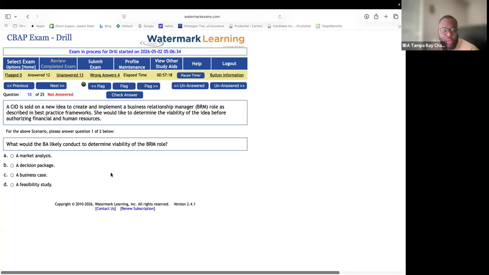A CEO is sold on a new idea to create and implement a business relationship manager, BRM, role as described in the best practice framework. She would like to determine the viability of the idea before authorizing financial and human resources. What will the BA likely conduct to determine viability of the BRM? Market analysis, a decision package, a business case, a feasibility study.